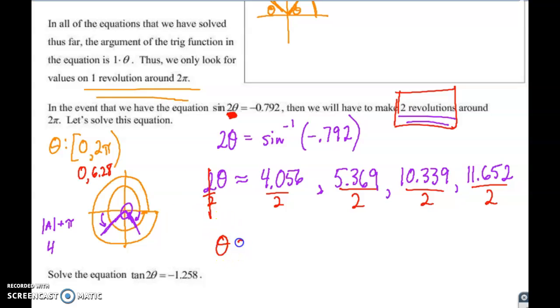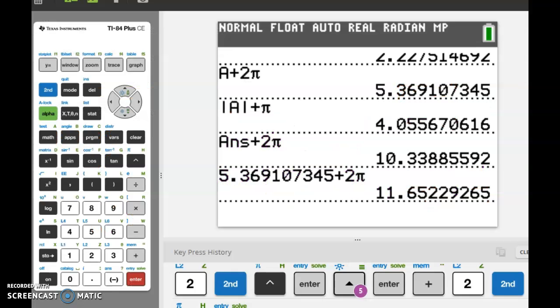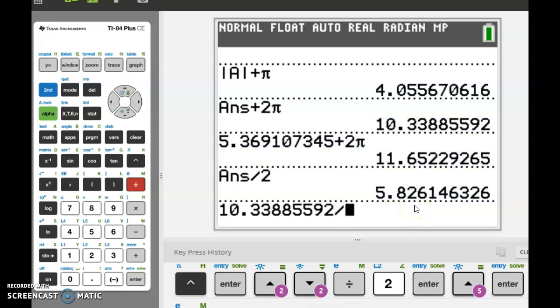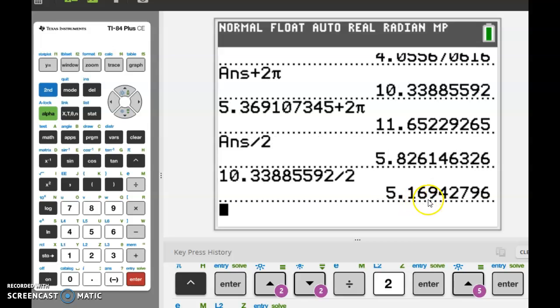I think I'm going to cheat for a second and go to the answer key, because I trust that you can use a calculator to divide. And this is actually where having a graphing calculator is useful, because you can just hit that number divided by 2, and you get 5.826. You can go back to this number divided by 2, you get 5.169.